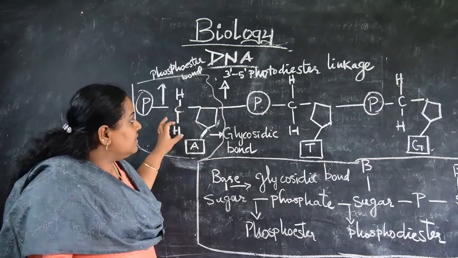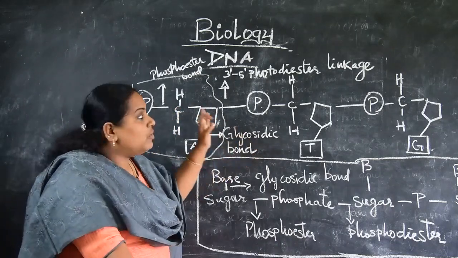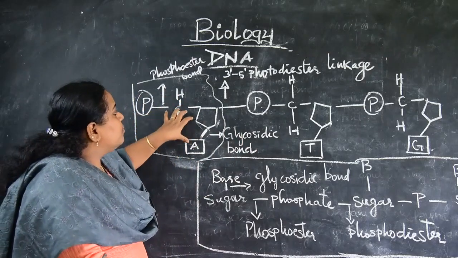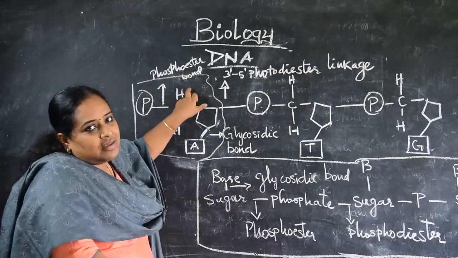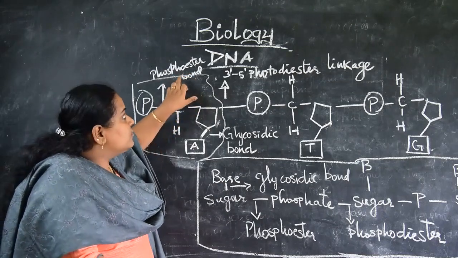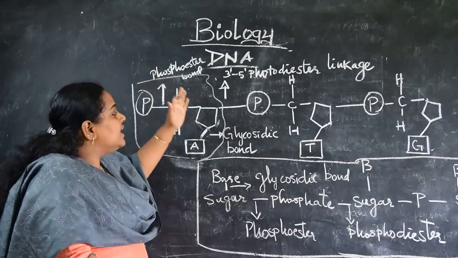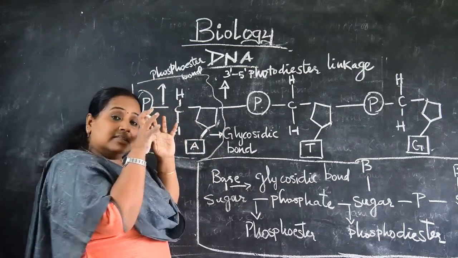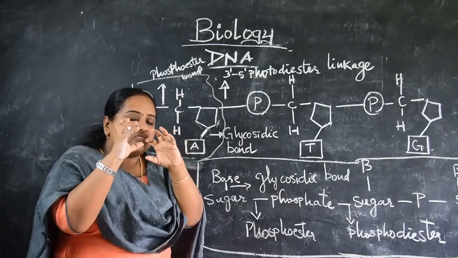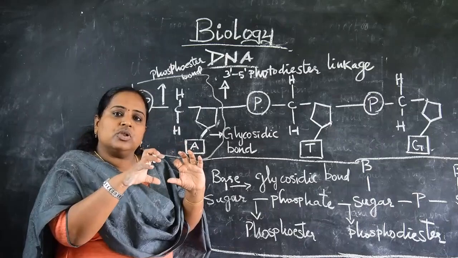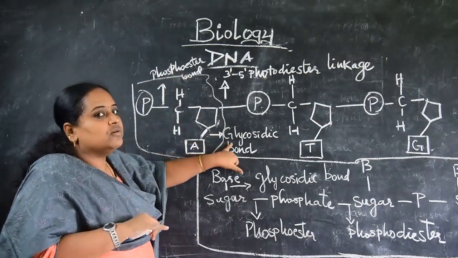So I am repeating it. The nitrogen base and the sugar are linked by a glycosidic bond, and the phosphate group and the pentose sugar are linked by a phosphoester bond or linkage. Phosphoester bond and glycosidic bond. These are the two linkages that join the three moieties together. The three components in a nucleotide are linked together by phosphoester bond and glycosidic bond.